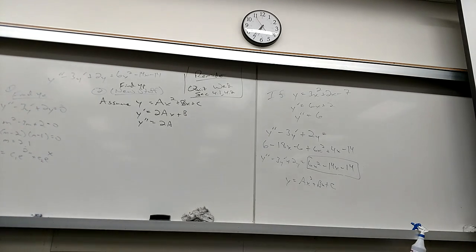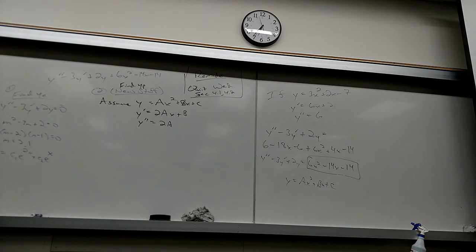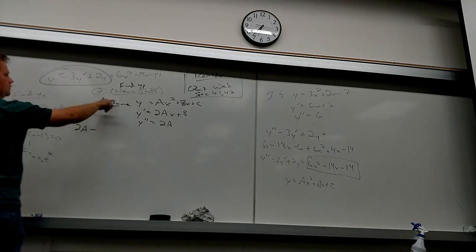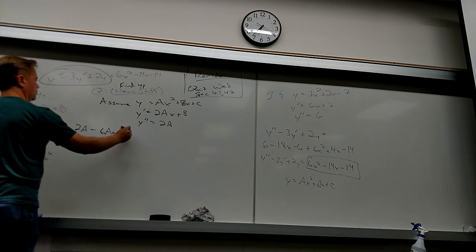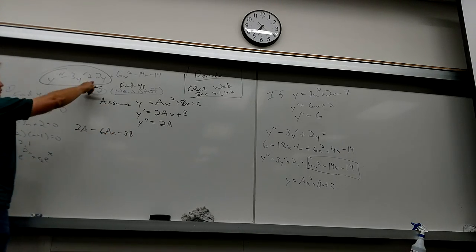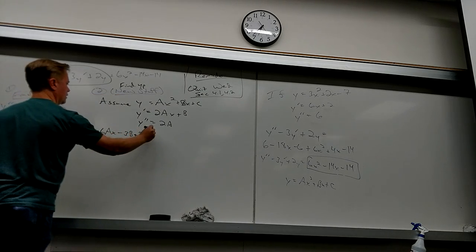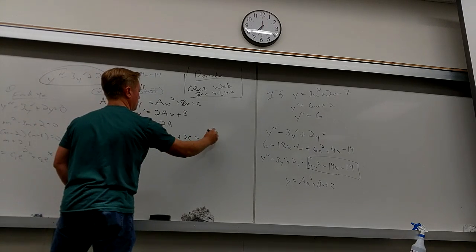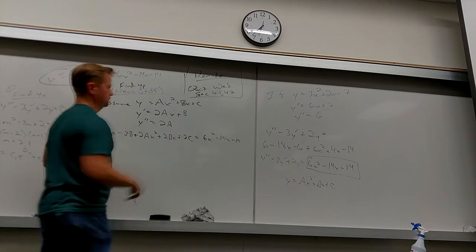Now, I'm going to say a phrase right now that will make people cringe, but I want you to realize it's the best parts of this method that this is related to. This is going to be sort of like partial fractions. Oh, shit. Because in that case, you try to relate coefficients, right? So what do we get on this side? We get 2a minus 6ax minus 3b. Is that cool? Plus 2ax squared plus 2bx plus 2c equals 6x squared minus 14x minus 14.